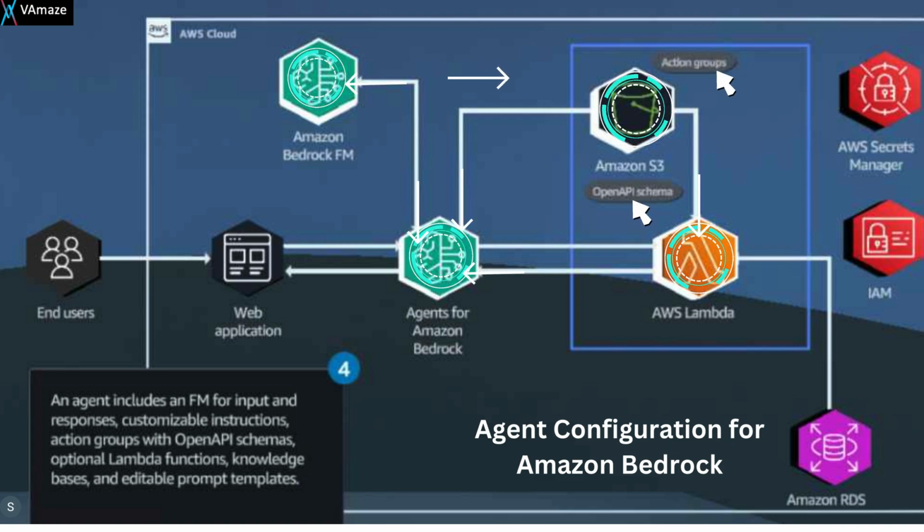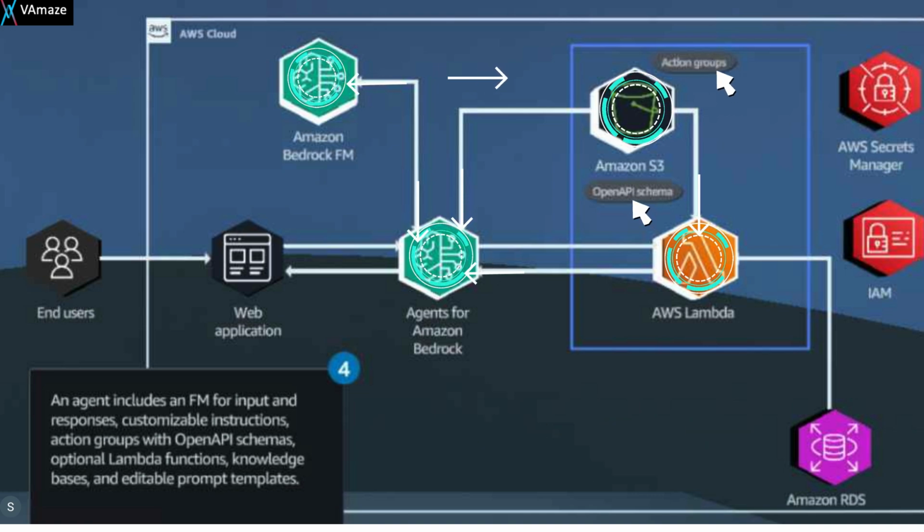An agent encompasses a foundation model for input and response generation, customizable instructions, action groups defined by OpenAPI schemas, optional Lambda functions for additional tasks, knowledge bases for context, and editable prompt templates for customization. These are the main components.